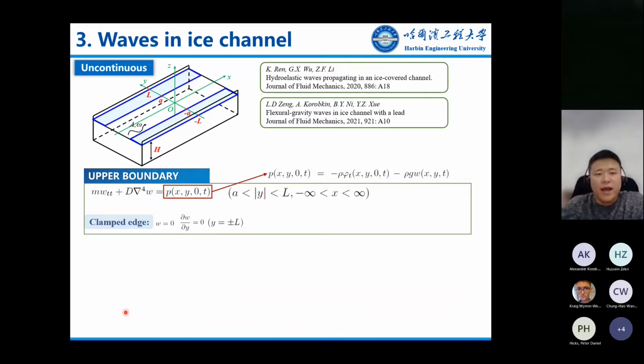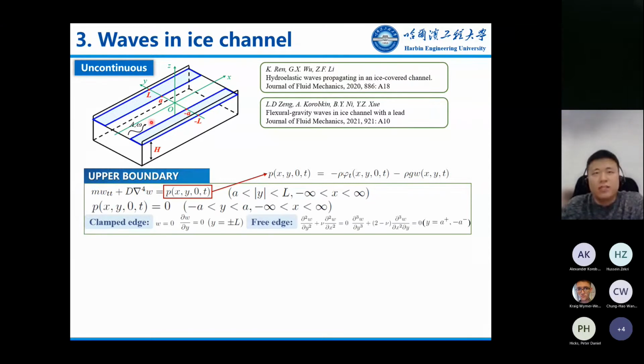Once the ice sheet is discontinuous, for example, a lead of open water in the ice sheet, then the hydrodynamic pressure is equal to 0 in the region of open water, and the free edge condition of the ice sheet should be added here. Particularly, if the width of the lead tends to 0, then this problem becomes waves propagating along an ice channel with a crack.